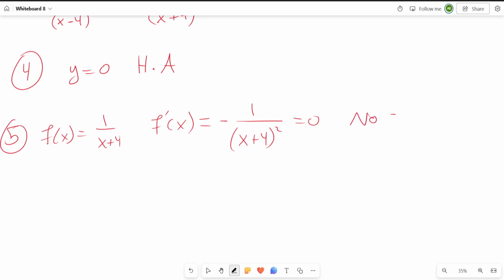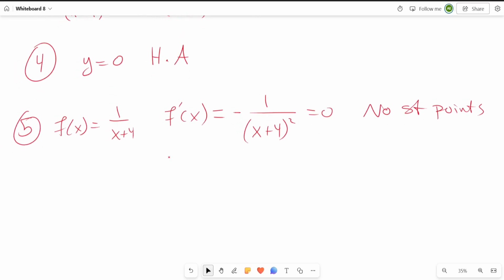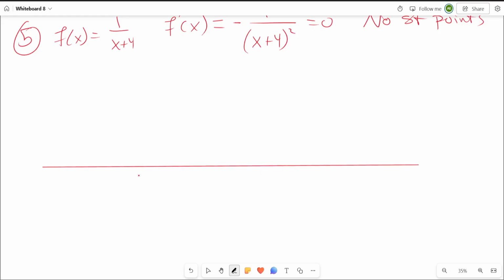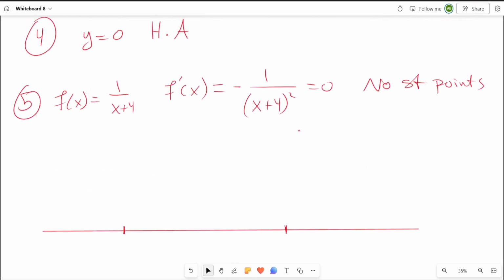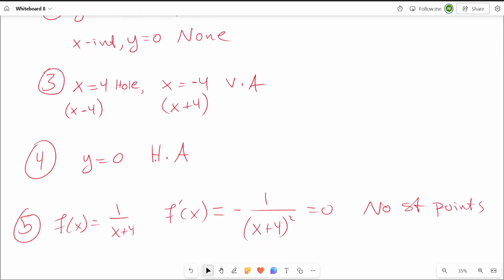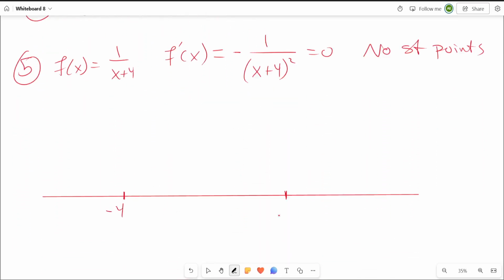So no stationary points. So the next thing to do is to determine the intervals where the function is increasing or decreasing. To do that, we always draw our number line, and on the number line, we put the points where we have critical points. Critical points could be holes, vertical asymptotes, stationary points, or whatever. So over here we do not have any stationary points. However, we have a hole and we have a vertical asymptote. These are our critical points. So these are the points we're going to put on the line. So we have a -4 first, and then a 4.